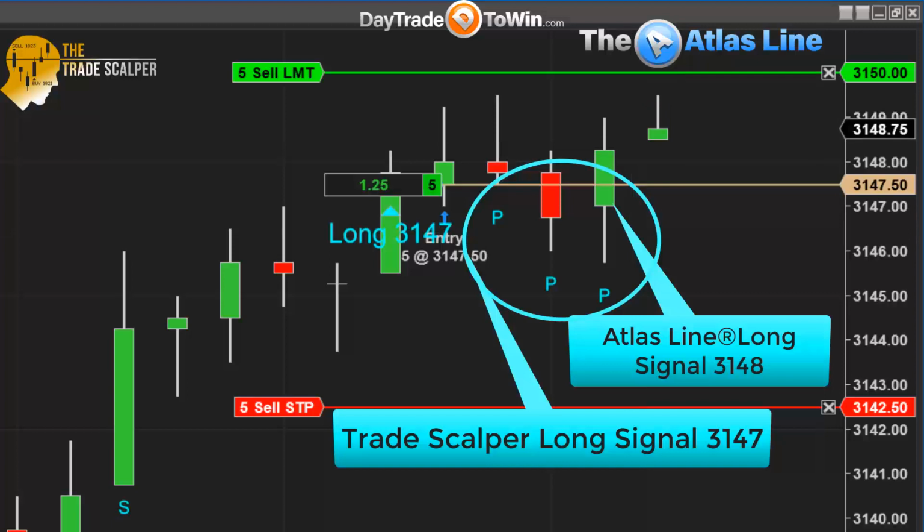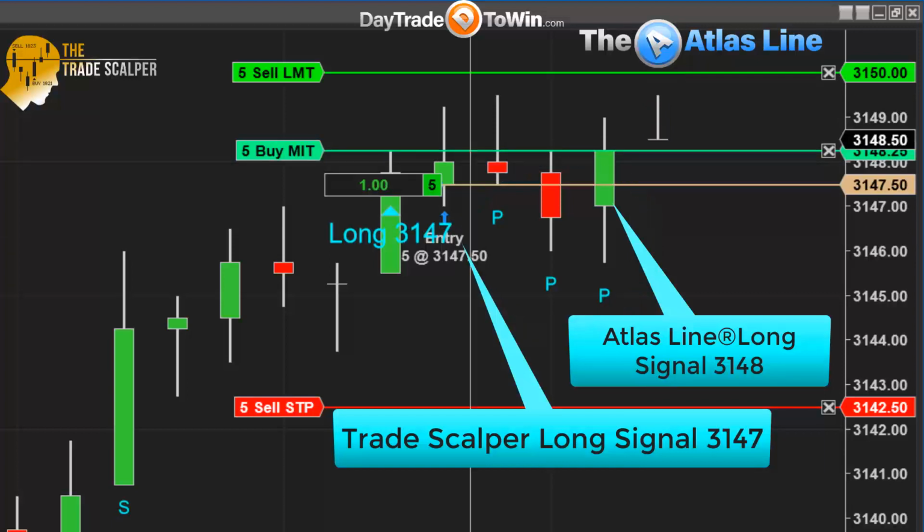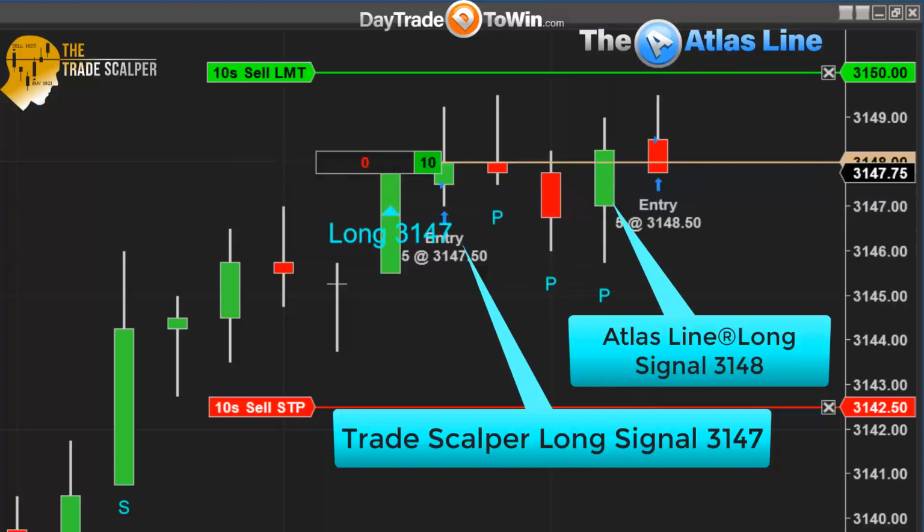It's an Atlas line signal indicating to enter long based on that particular signal. It's the Atlas line giving you a pullback trade. So entering long for a reason, it's an Atlas line pullback signal. So now we have two positions.